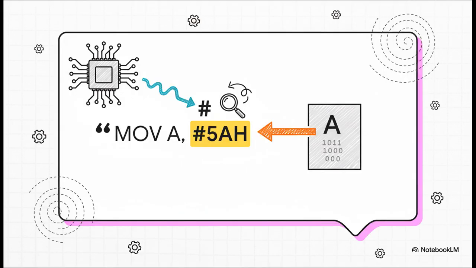So here's a real-life example. MOV A, #5AH. This command tells the CPU to move the value, in this case it's 5A in hexadecimal, into a little temporary storage spot on the chip called register A.